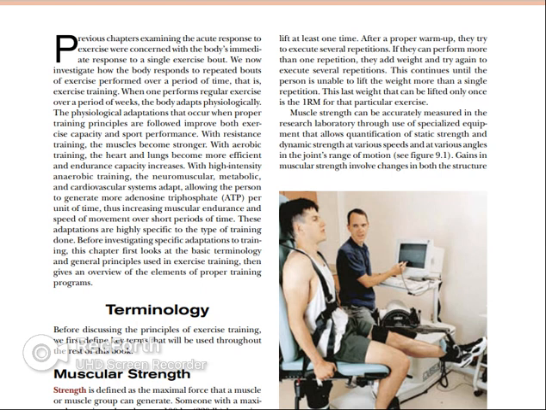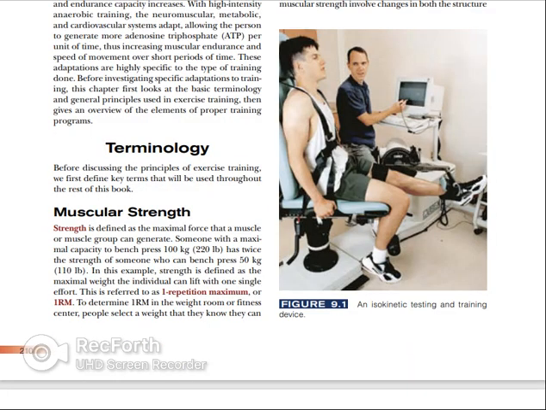Before investigating specific adaptations to training, this chapter first looks at the basic terminology and general principles used in exercise training, then gives an overview of the elements of proper training programs. Terminology. Before discussing the principles of exercise training, we first define key terms that will be used throughout the rest of this book.